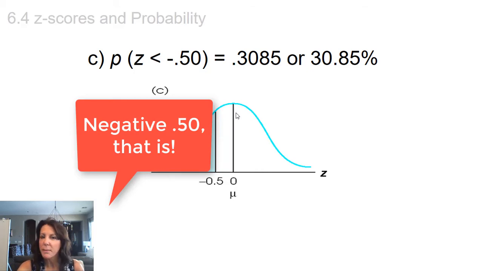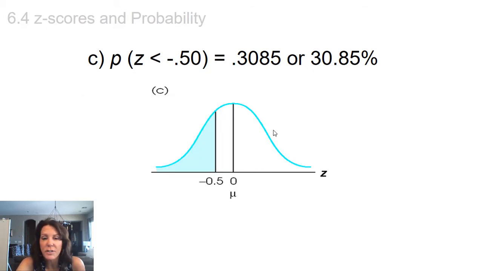First thing I'm going to do is draw it out. That's what I always do first. And I'm going to put my negative 0.5 here. Maybe a z-score of negative 1 would be about here. So I've drawn it out, and I'm looking at what it is asking me. It says everything less than negative 0.50, so I'm going to shade in this area right here.